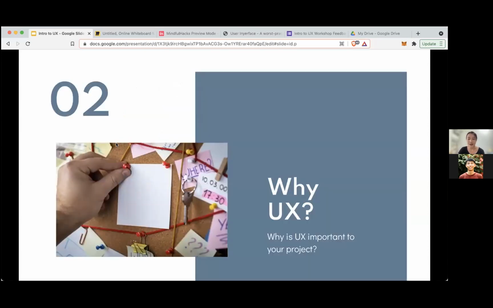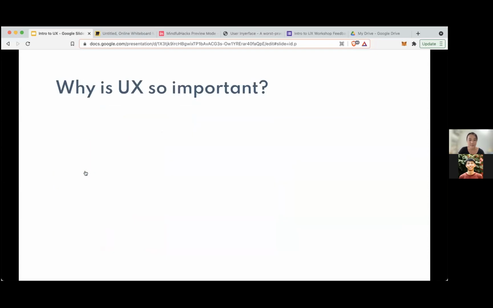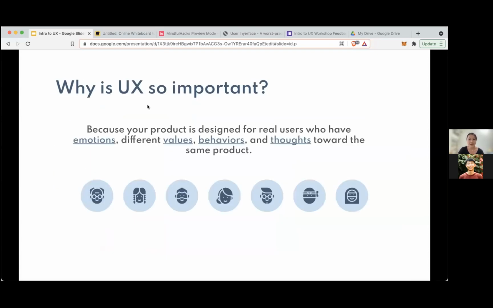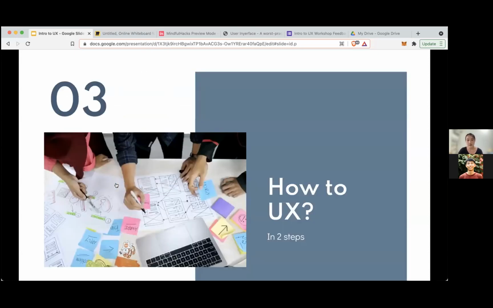Okay, so why UX? Why is UX important to your project? Because your product is designed for real users who have emotions, different values, behaviors, and thoughts toward the same product. And simply put, if your user is not happy, they won't buy your product, and you won't get any money from them. And even if the product is designed for animals, it's still a human being who is making the purchasing decision.